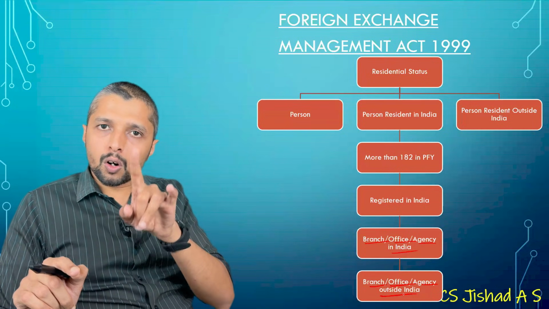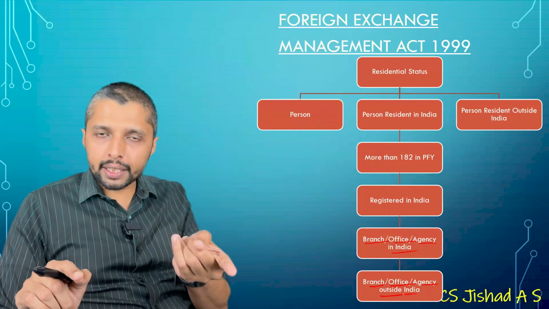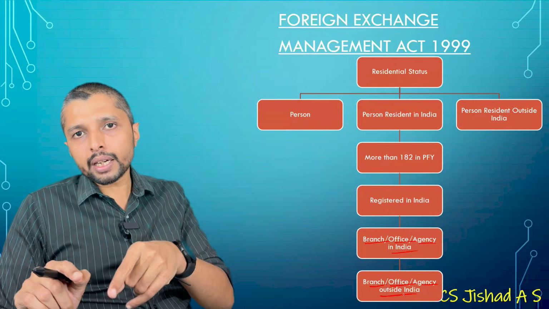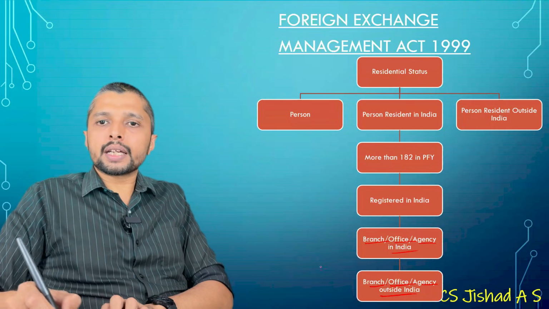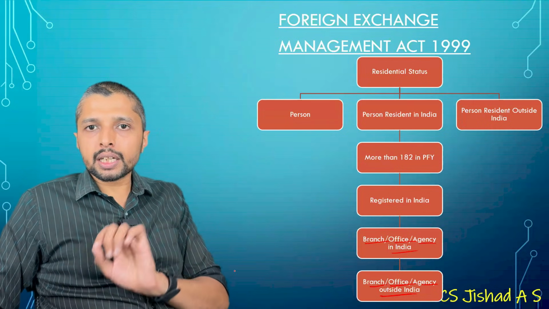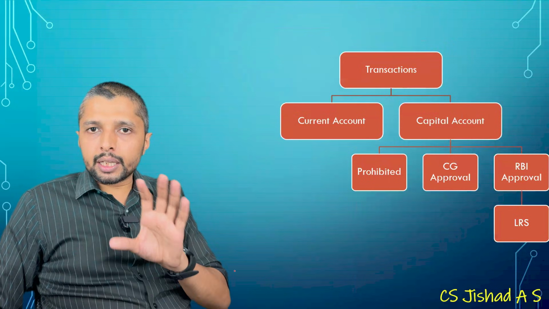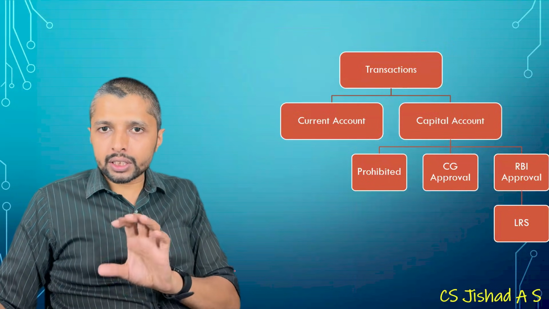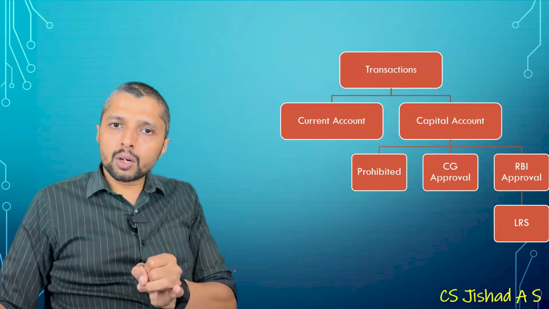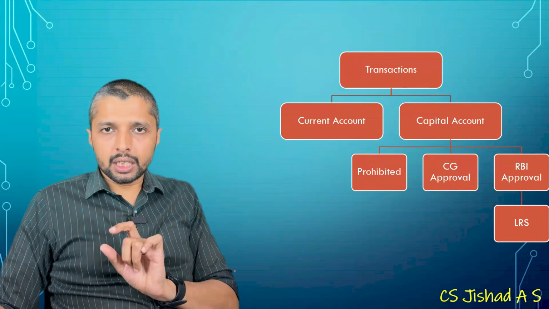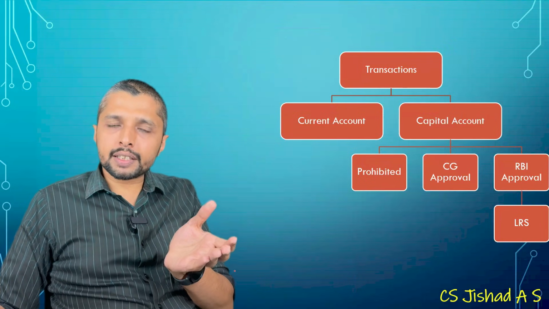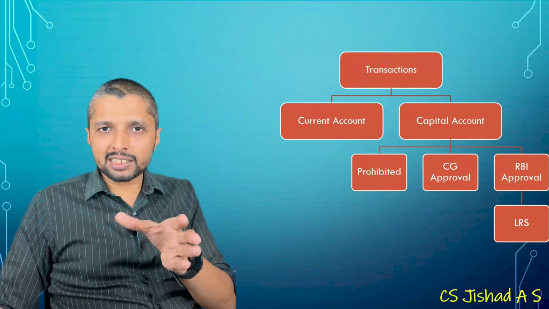Otherwise, branch, office, agency outside India owned or controlled by PRI. If the person is not PRI, that will be treated as person resident outside India. Then you have two kinds of transactions in FEMA. Number 1 is current account transaction. Number 2 is capital account transaction. Current account transaction means the transactions which are not capital account transactions.